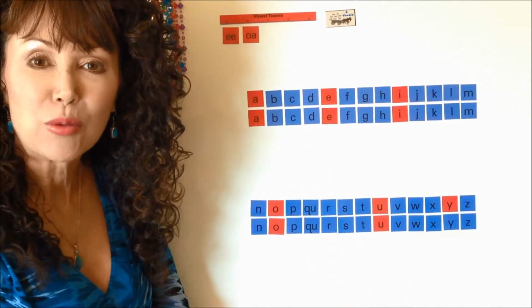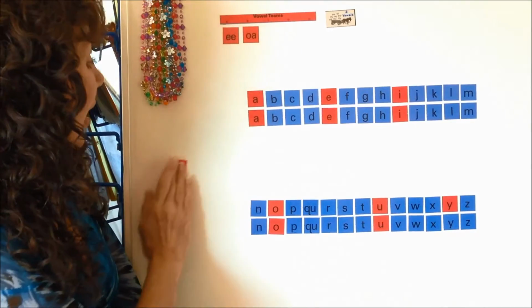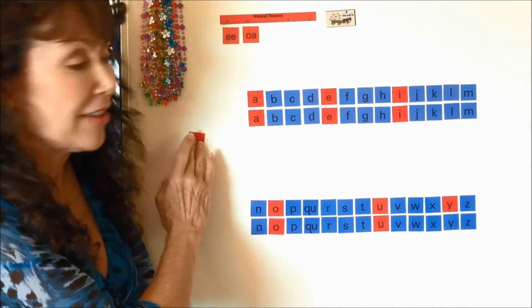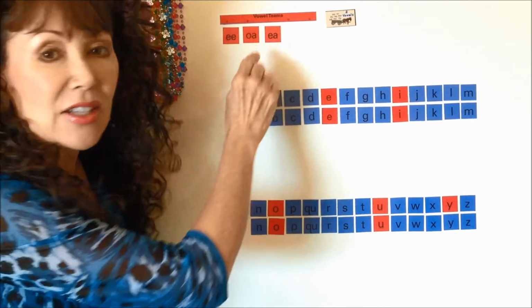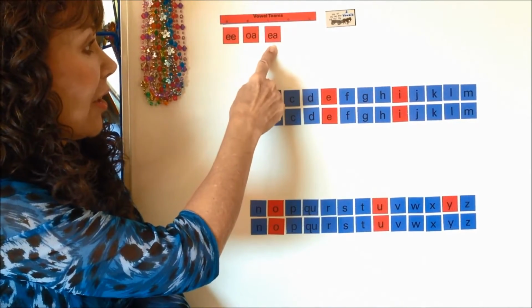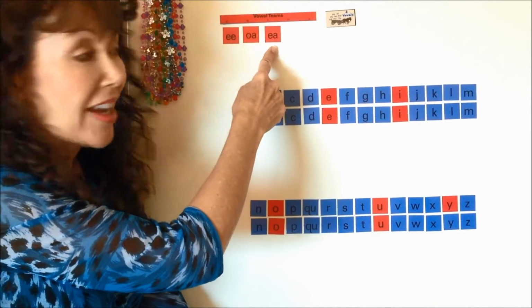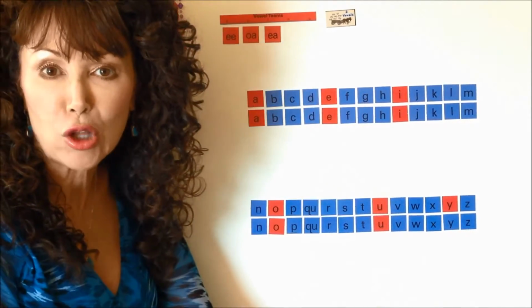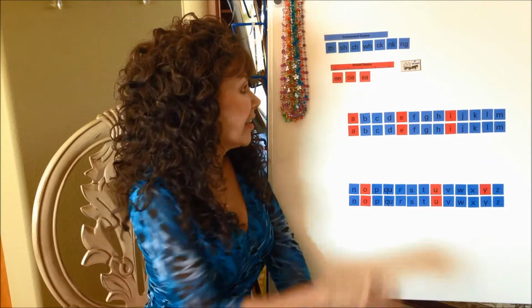Well, today we're going to look, as I promised, at the vowel team EA, and it has its own tile. So place your EA tile under the tag vowel teams on your board and you'll be ready to go. EA has 3 sounds. Isn't that interesting? It would have been simpler if it only had 1, but it makes 3 sounds.